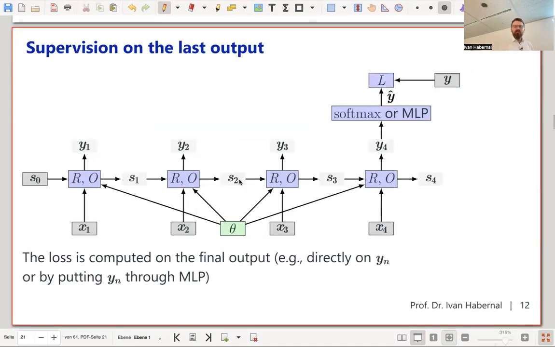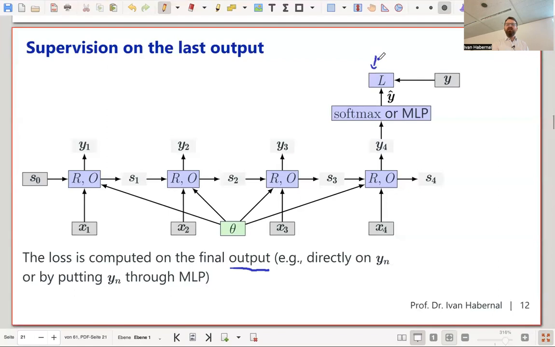So now we saw this before, right? This is our computational graph. And now we want to use this for, let's say, a sequence: basically encoding the whole sequence into one vector here and then classifying the whole sequence. So we take the final output. This is a vector. And how do you turn a vector into a probability distribution? Yes, we use softmax, so we get a probability distribution.